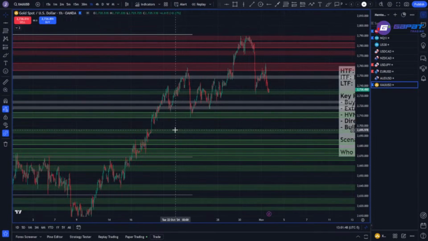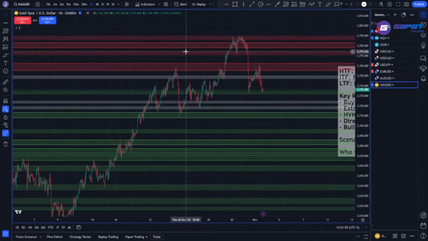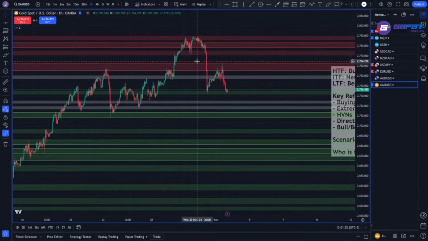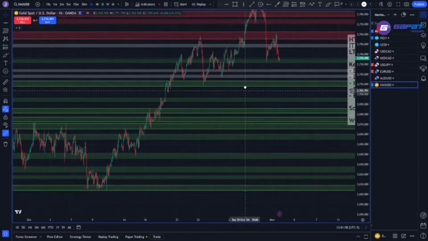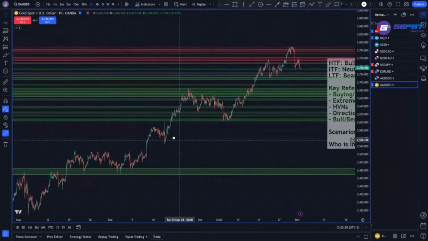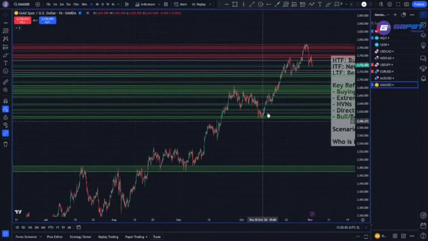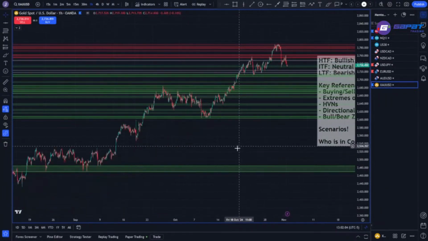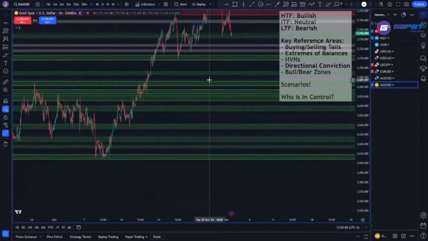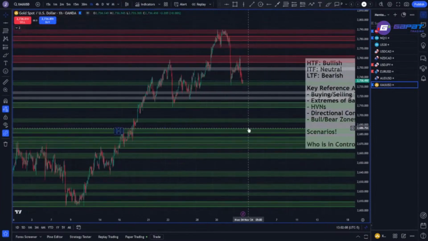So even though we're going more neutral and a little bit more bearish on the more recent time frames, I would still definitely be looking for longs at better areas of support. But as you can see, we've been going up fairly consistently, making all-time highs. So we could see some larger pullbacks.